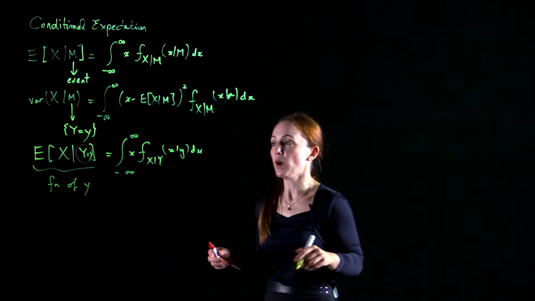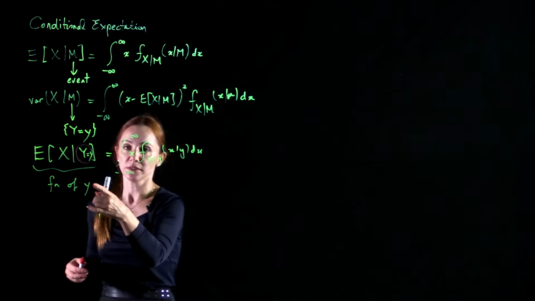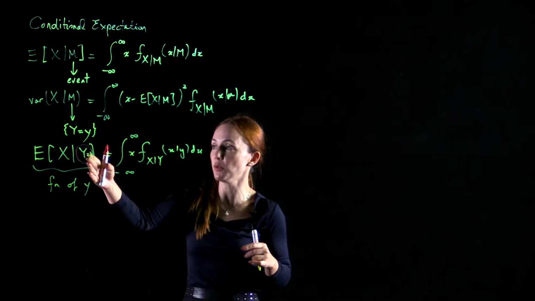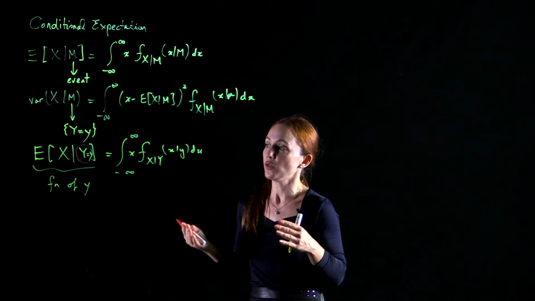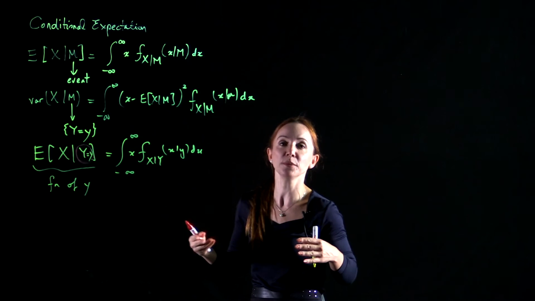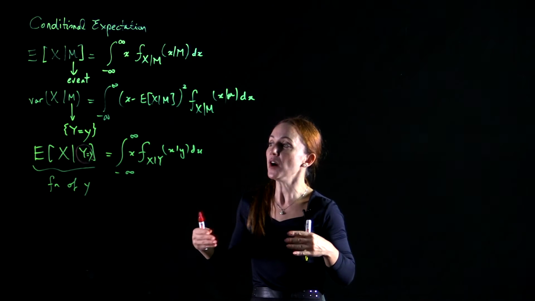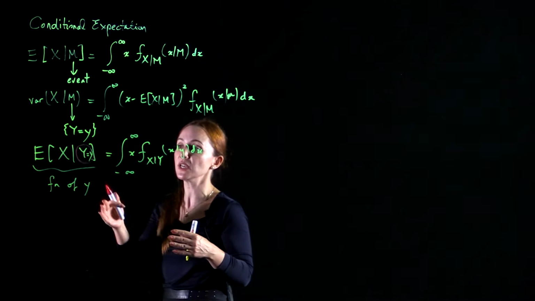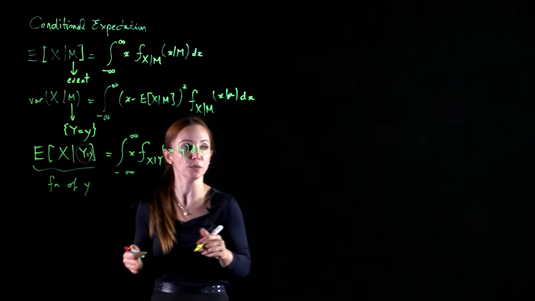Notice that this is a function of the value script y. When we do not specify the value and leave it as the name of the random variable y, then the expectation would be a function of the random variable y. And we will talk more about this case. Let's first do a simple example.